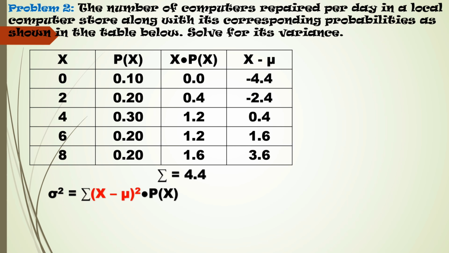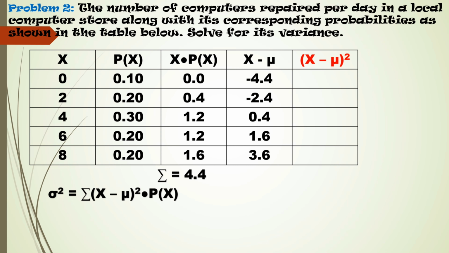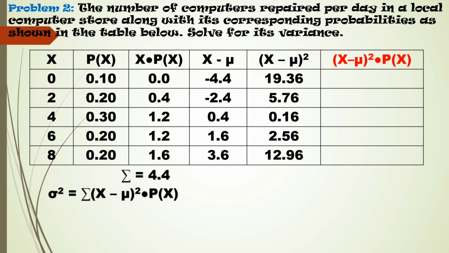Another column will be added to square the results. Negative 4.4 squared equals 19.36. Negative 2.4 squared equals 5.76. Negative 0.4 squared equals 0.16. 1.6 squared equals 2.56 and 3.6 squared equals 12.96. Another column will be added to multiply to the results its respective probabilities.